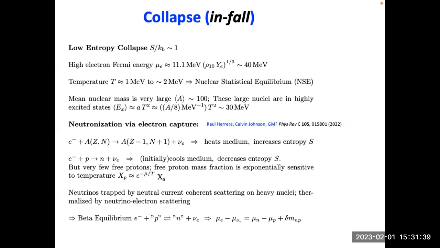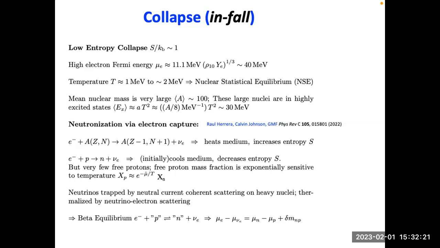Okay, these are big nuclei. The average nuclear mass number is about 100. These are nuclei that don't exist in the laboratory. We can't study them in the laboratory. Moreover, they're in very highly excited states. These heavy nuclei could be 30 MeV above ground. So these are very, very exotic things. And a lot of what we do in nuclear astrophysics and the weak interaction is trying to understand the weak interaction properties of these guys. So I'll give a shout out to Raul Herrera, who was a graduate student here a couple of years ago, and Calvin Johnson, who are experts in this business.